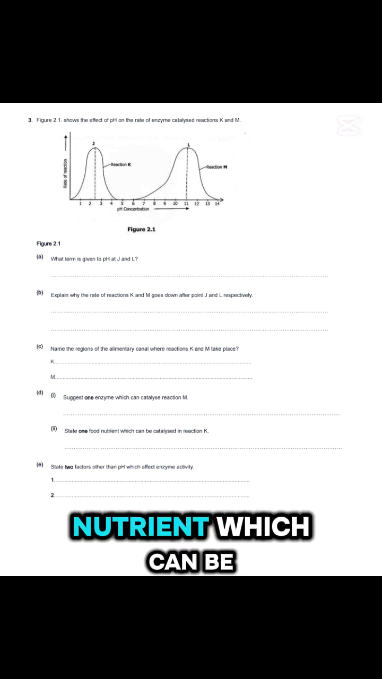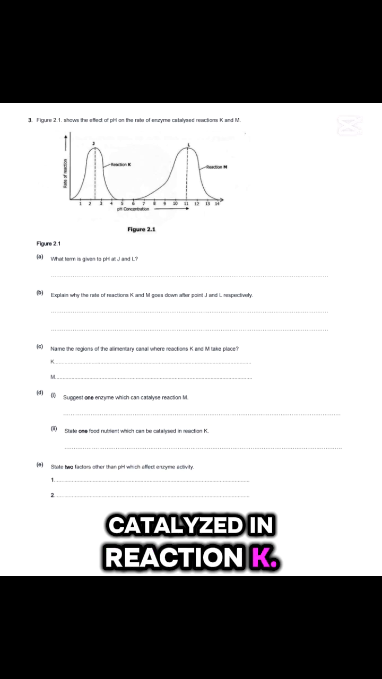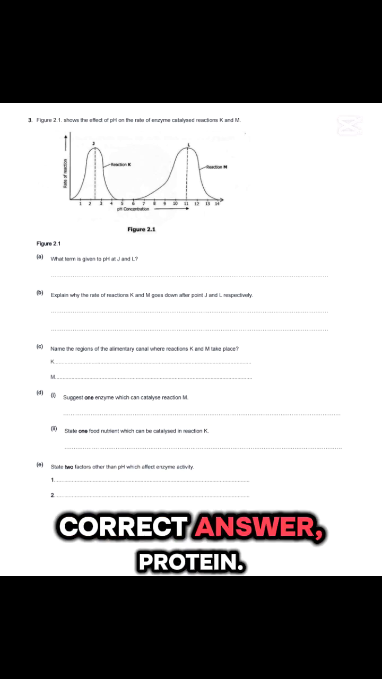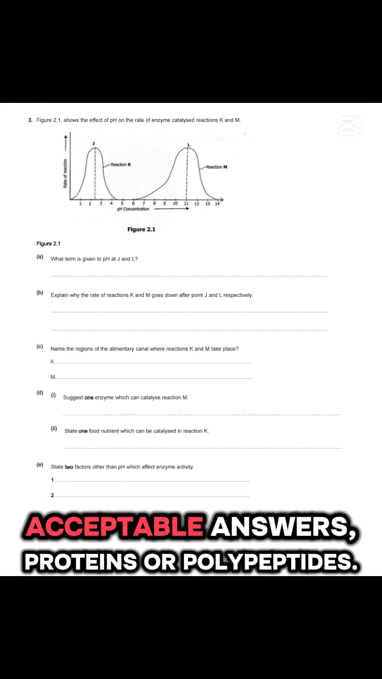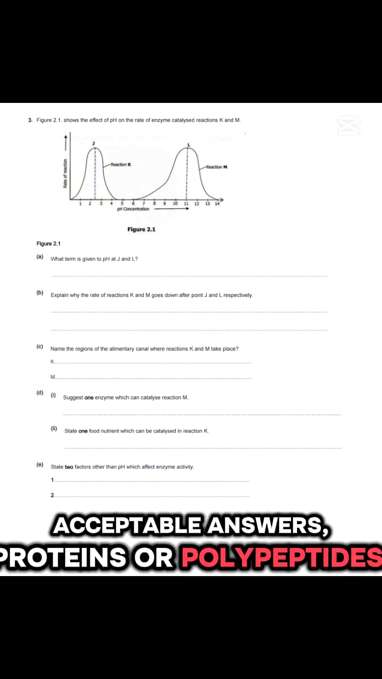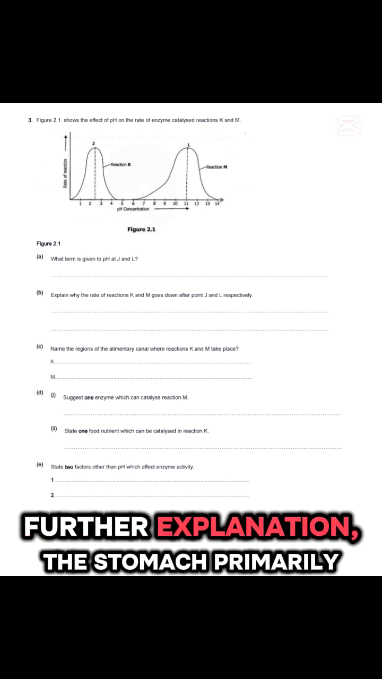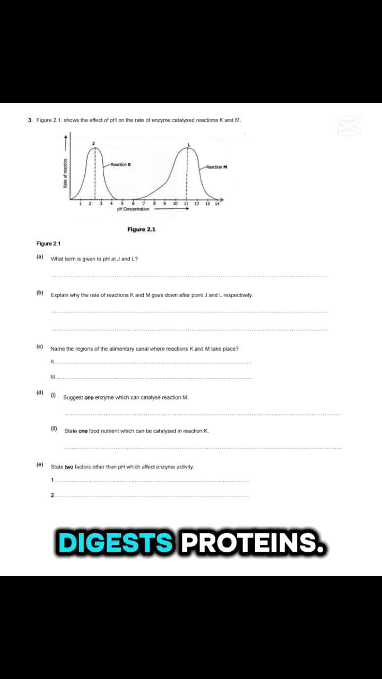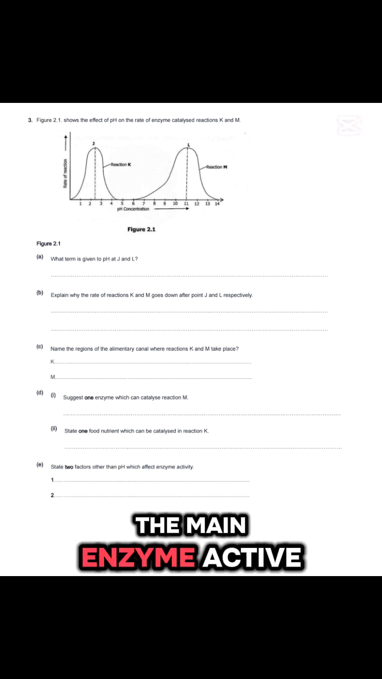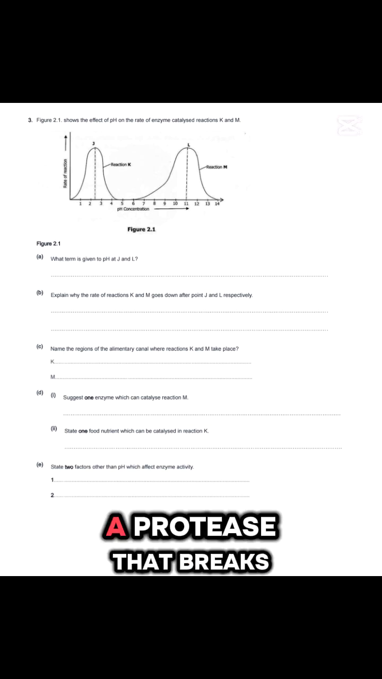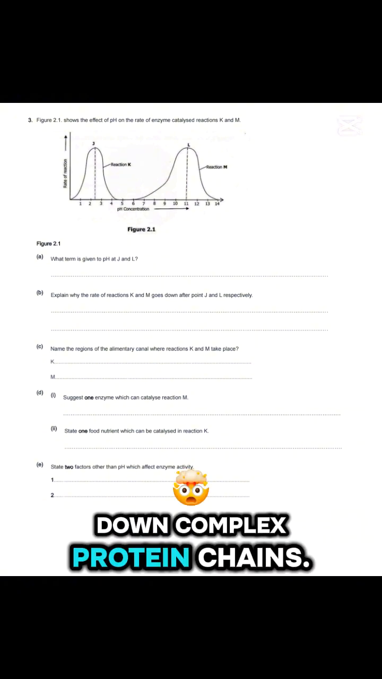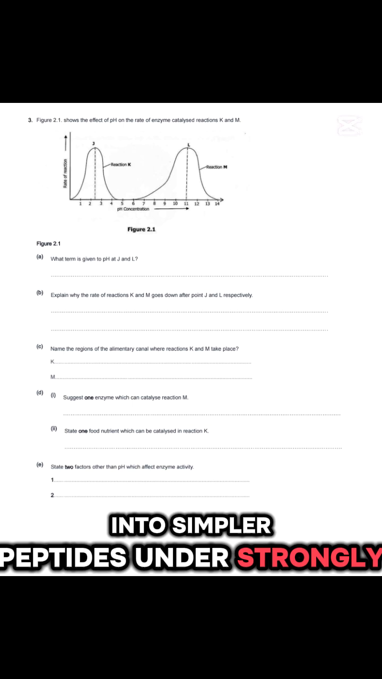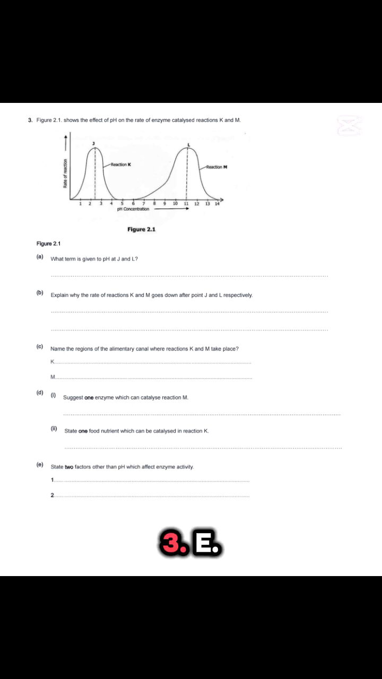2. State one food nutrient which can be catalyzed in reaction K. Correct answer: protein. Acceptable answers: proteins or polypeptides. Further explanation: the stomach primarily digests proteins. The main enzyme active in this region is pepsin, a protease that breaks down complex protein chains into simpler peptides under strongly acidic conditions.